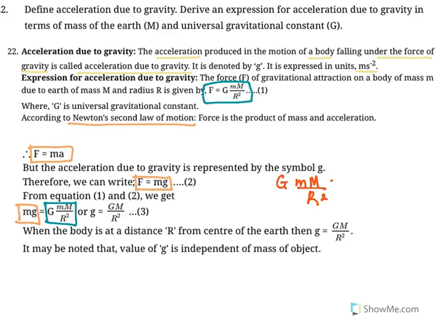When we equate, we get G M m over r square equal to mg. We cancel m on both sides and we get g equal to G M over r square. It is independent of the mass of the object. It's a very important point.